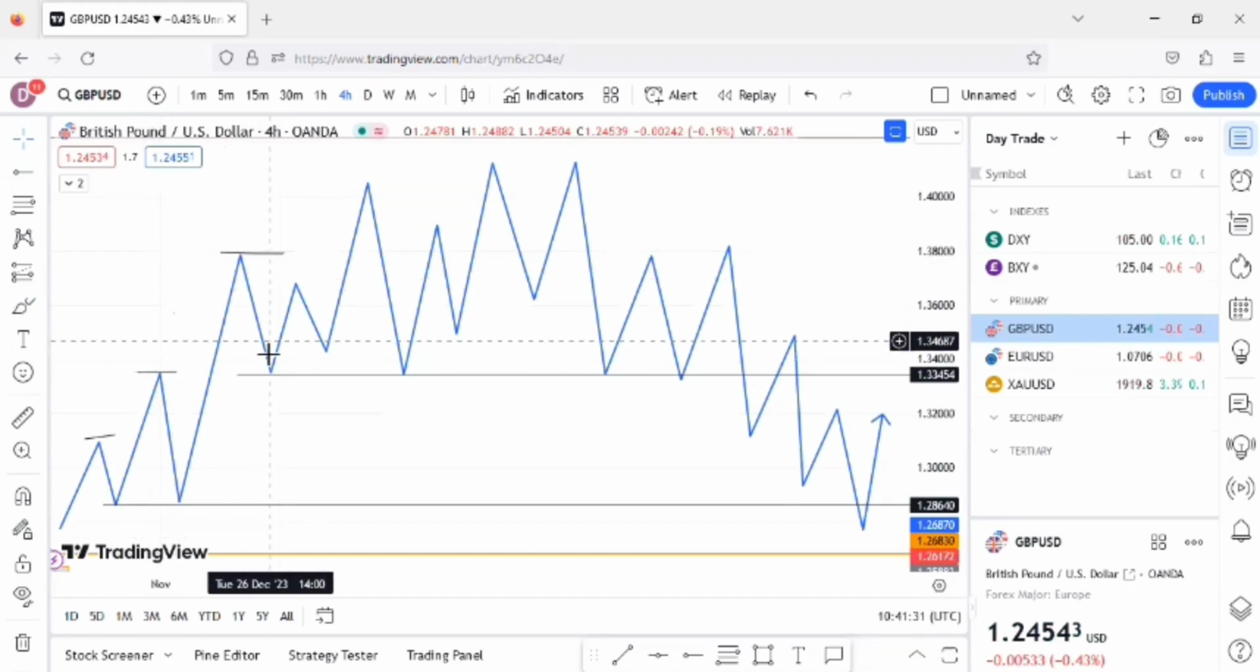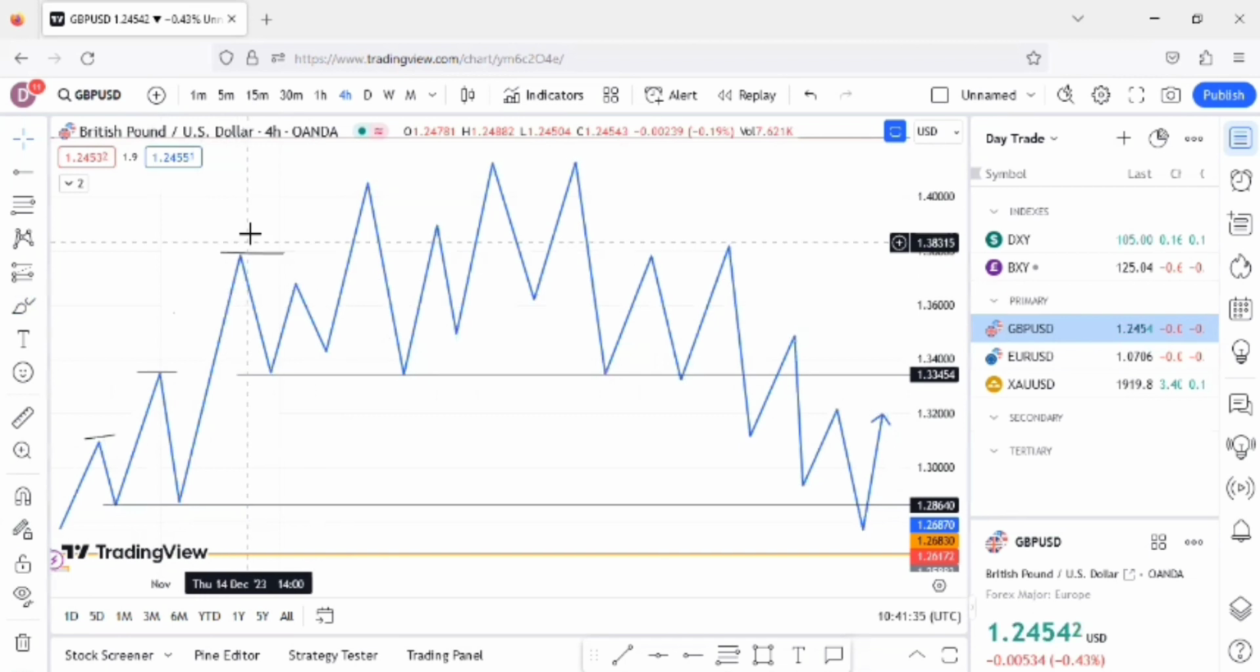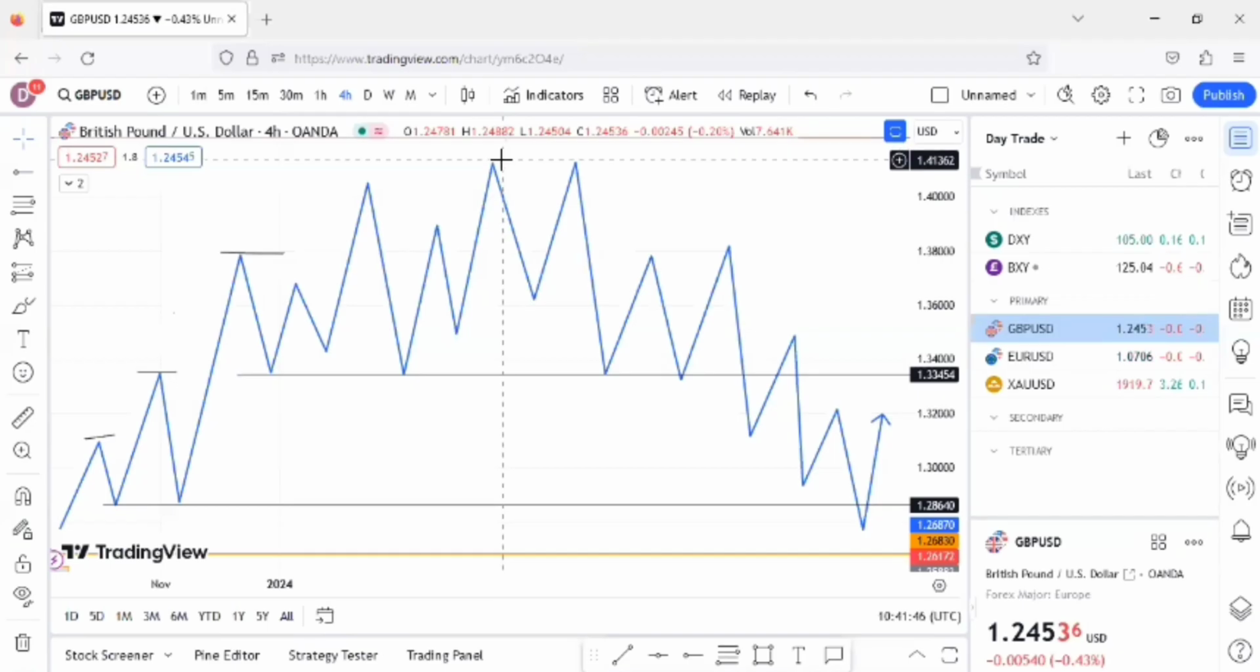You buy after a pullback. Let the market move. After a pullback again, you join the buy again. After a pullback to the demand level, you join the buy again. So that is demand.